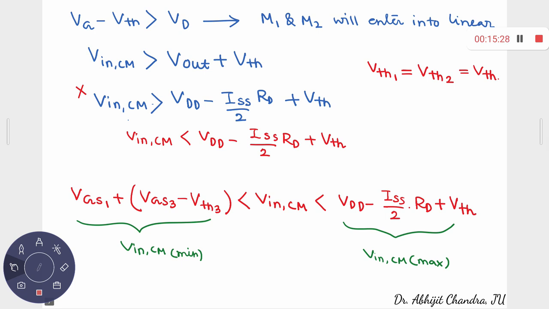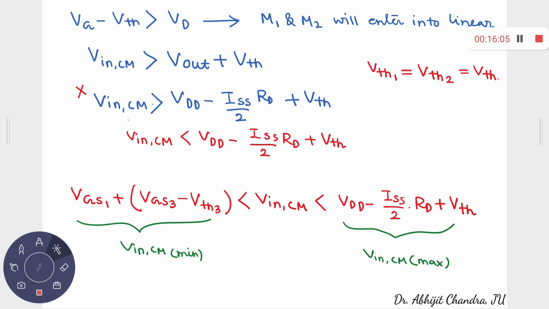The minimum value is VGS1 plus VGS3 minus VTH3, so that all three transistors M1, M2, M3 are in saturation. Initially M1, M2 are in off condition, when the input common mode level is equal to 0 or negative, and M3 is in deep triode. Then as this VNCM increases, M3 will come out of deep triode. It will be in the triode region, and it will have some current through M1 and M2.